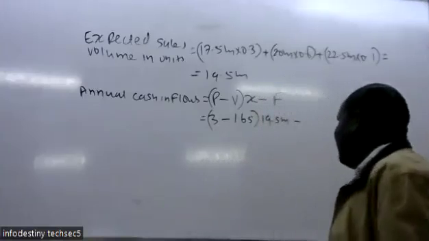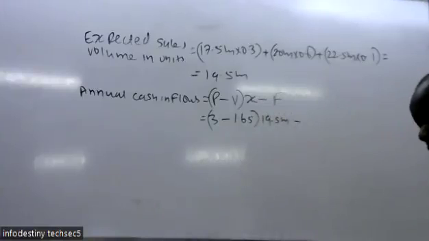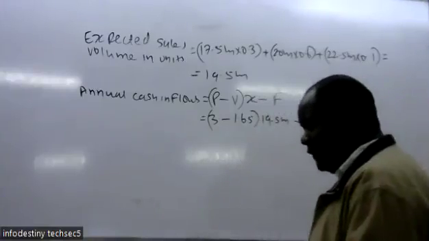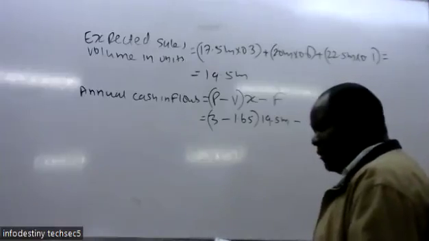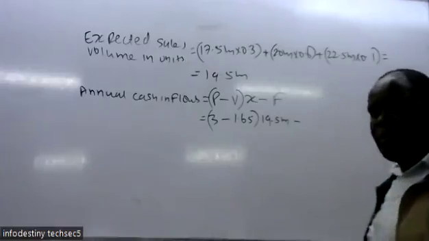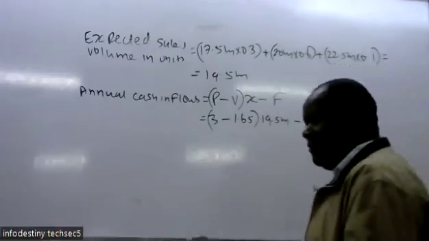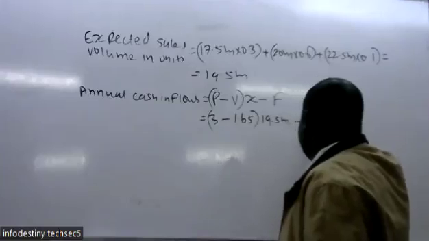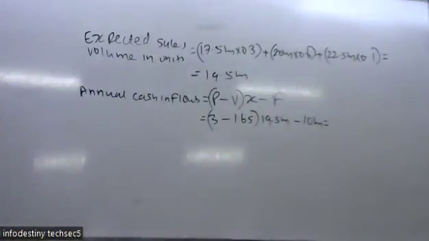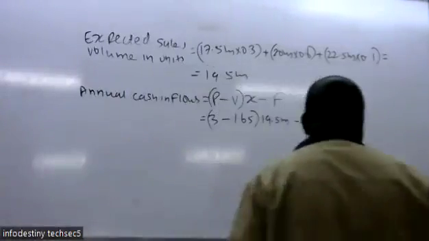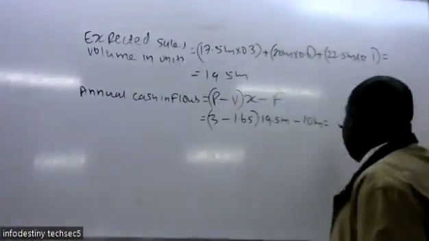F was the fixed cost, which was given in the first paragraph. So it was expected that 20 million units will be sold. Then the incremental fixed cost was how much? 10 million. So we minus the 10 millions so that we now get the annual cash inflows, which come to 16.325.